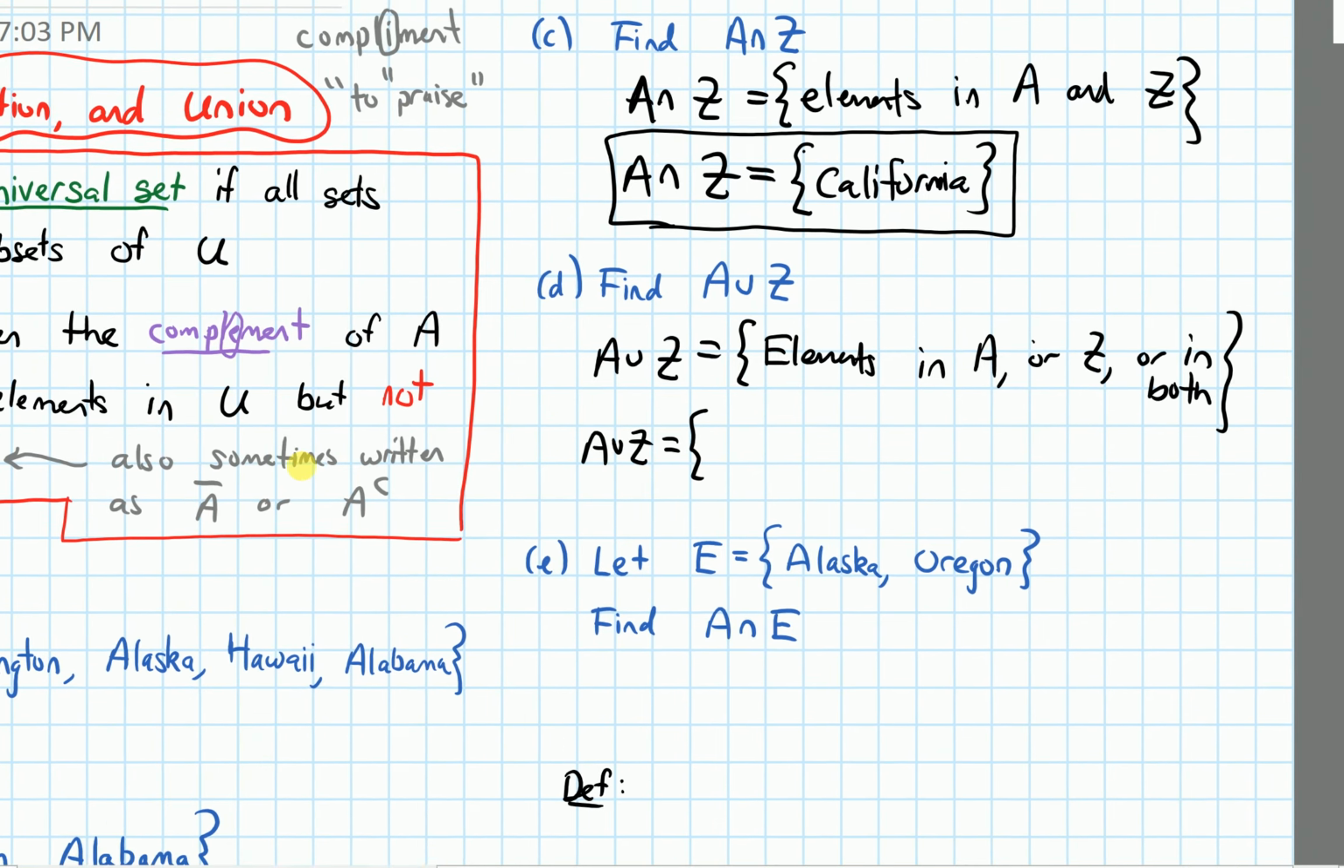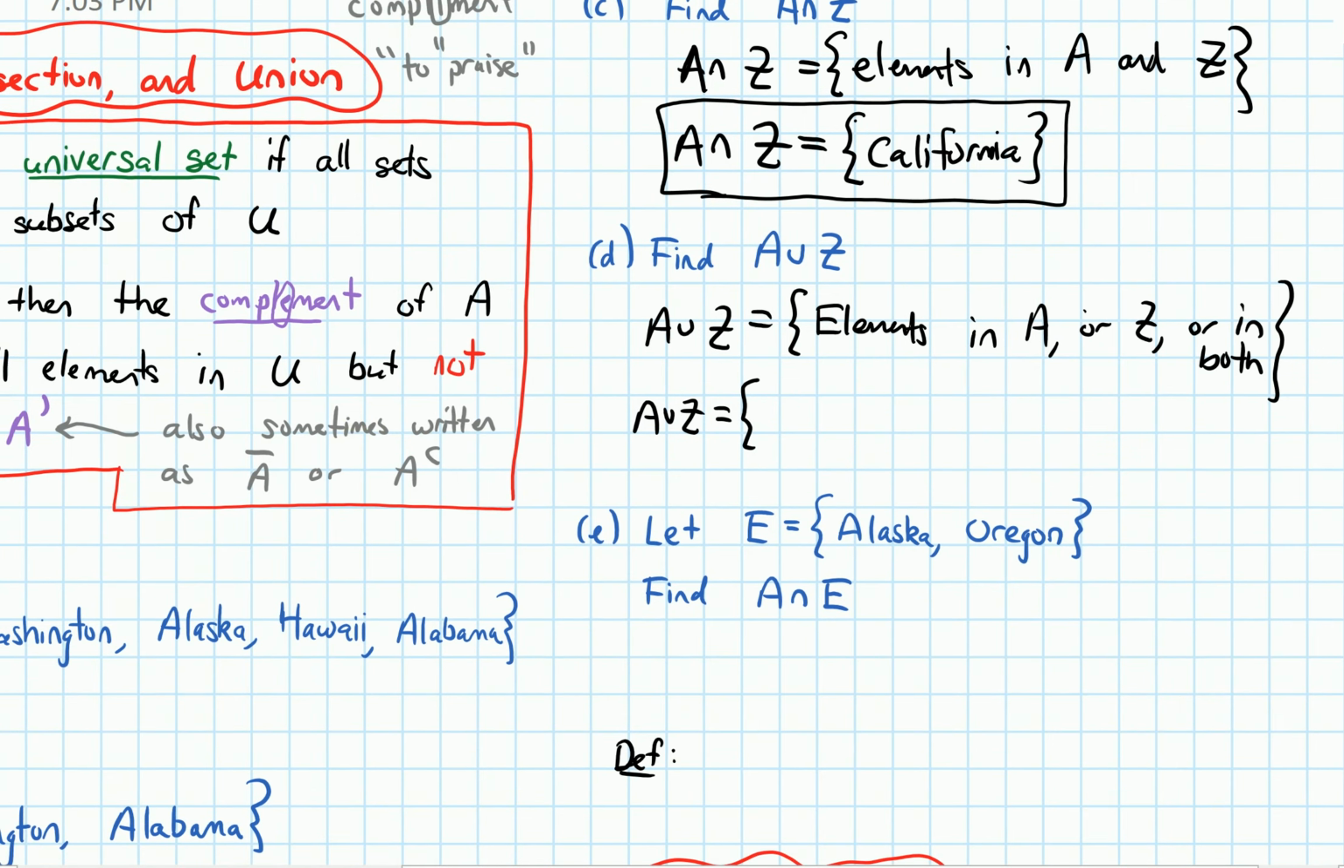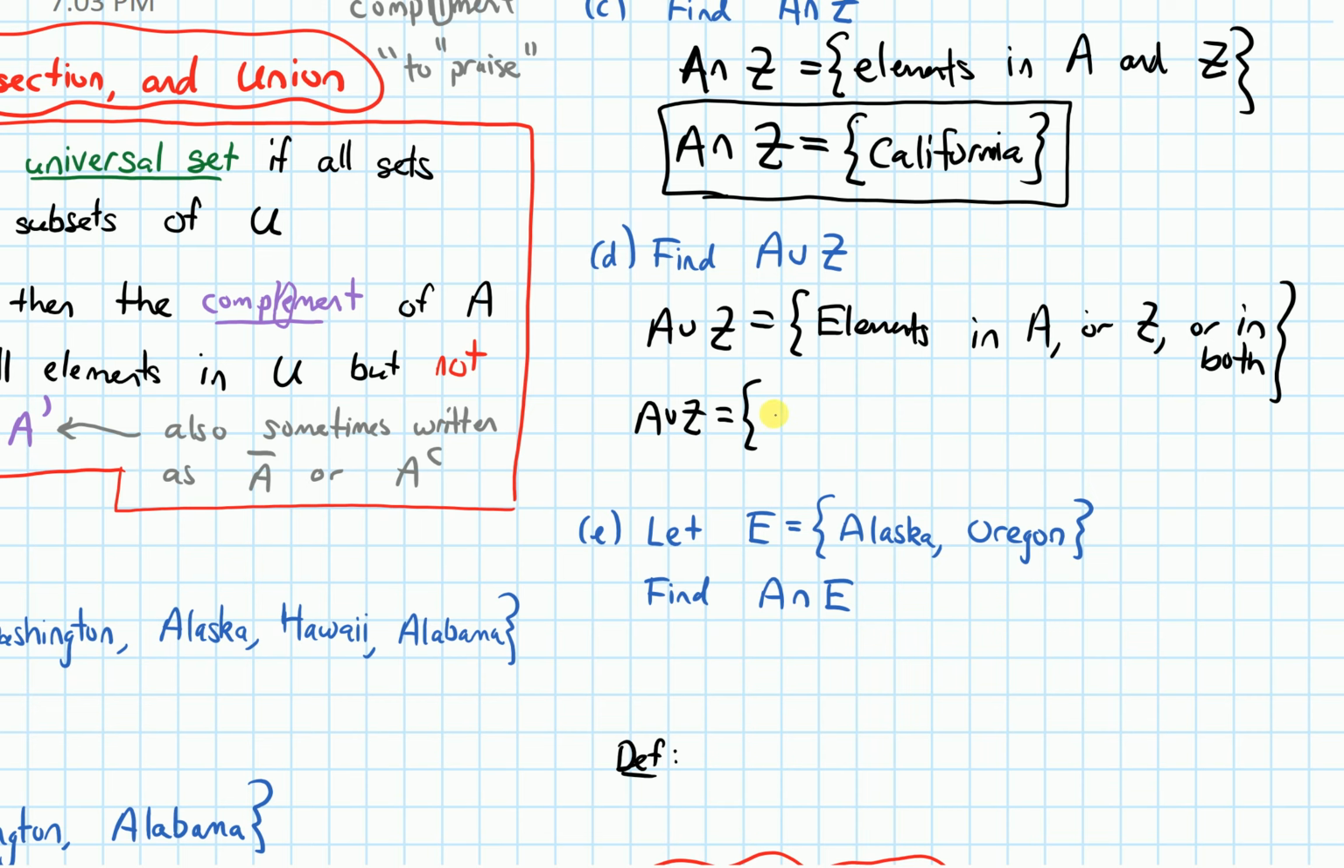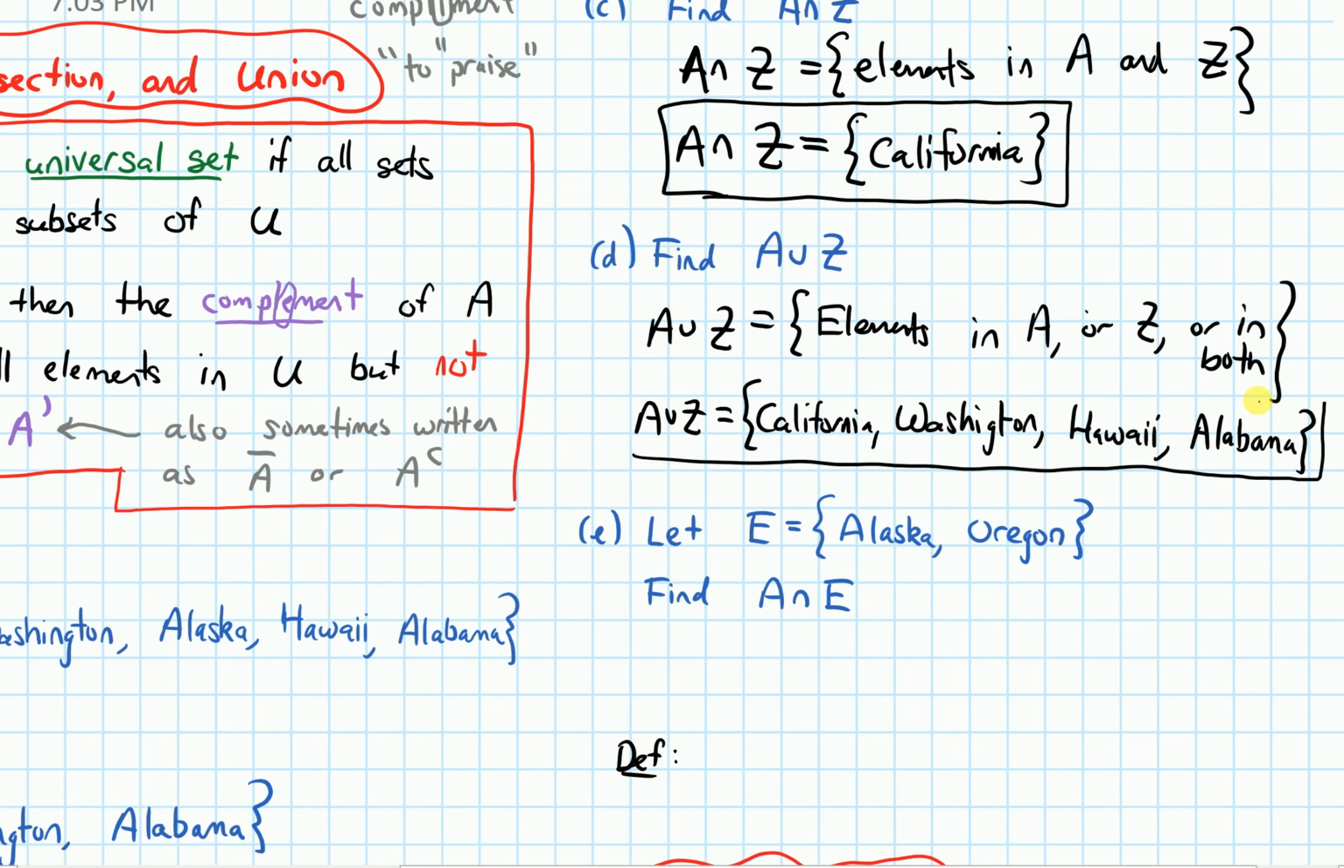Okay, so the union. Sorry, just shifting it over here. All right, so the union has California, Washington, Hawaii, and Alabama. Those were the states that were in at least one of those 2 sets. They're either in A or Z or both.